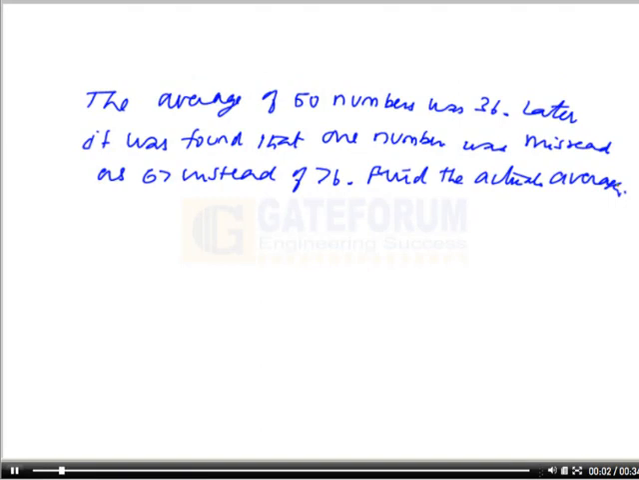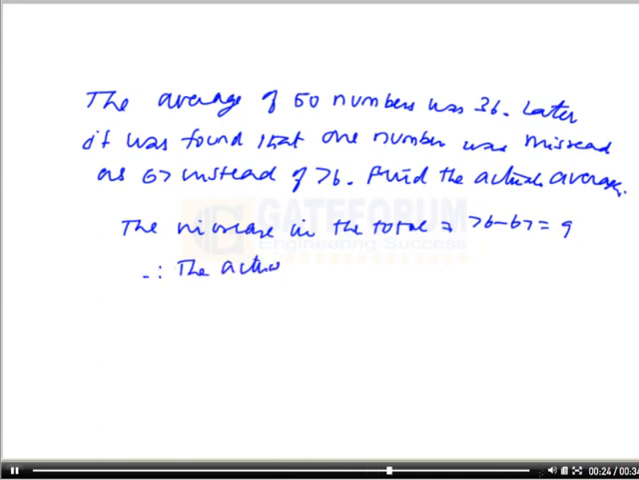The average of 50 numbers was 36. Later it was found that one number was misread as 67 instead of 76. Find the actual average. The increase in the total is 76 minus 67, which is 9. Therefore, the actual average is equal to 36 plus 9 by 50, which is 36.18.